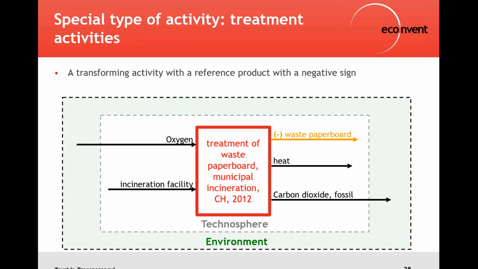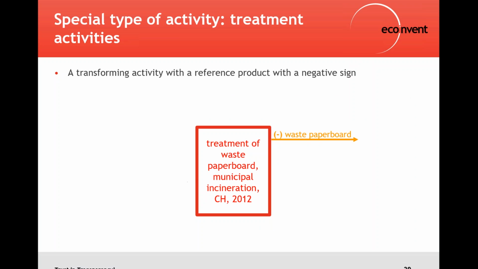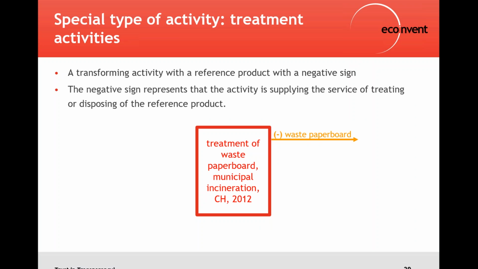There's a special type of activity, or at least one that causes more problems to understand for the user, so I would like to spend a little bit more time here, and those are what we call treatment activities. Treatment activities are transforming activities, similar to the electricity production that we just saw, but in those cases the reference product has a negative sign, and this is normally what disturbs the users, the negative sign, so let's just focus on that. Why is there a negative sign here? The negative sign is actually allowing us to represent that this activity is supplying the service of treating or disposing of this reference product, which is a waste normally.